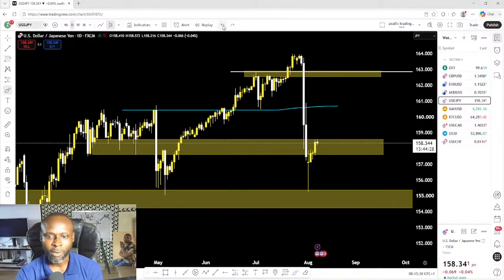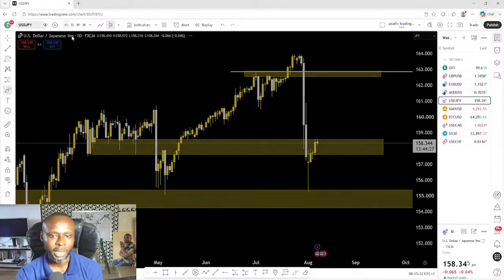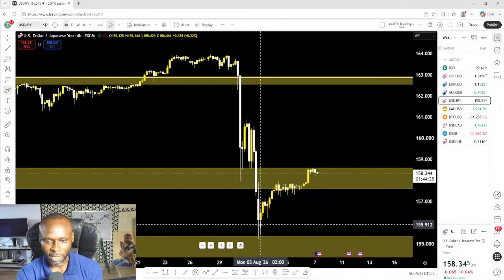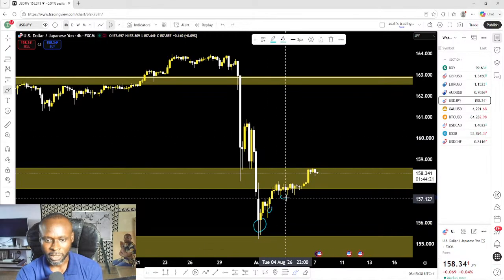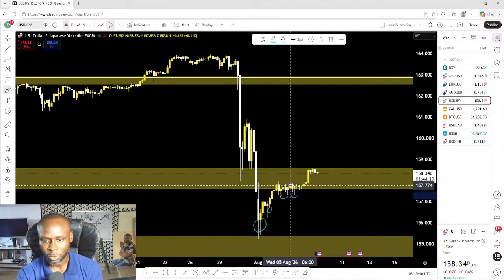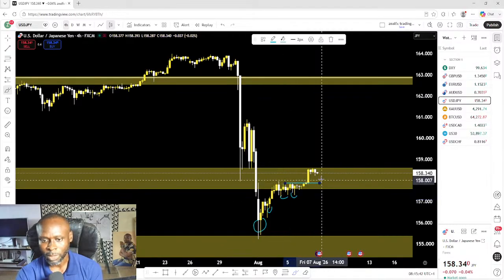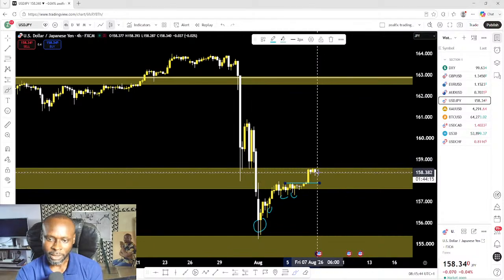So let's look at the 4-hour time frame. There's a bullish trend for us to buy. On the 4-hour time frame, you can see that price is already creating a lower low, then higher low, then higher low, higher low. So this should be a good area to buy to the top. But let's see how the market unfolds.